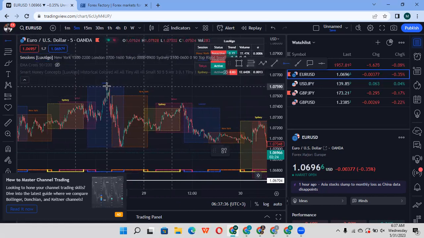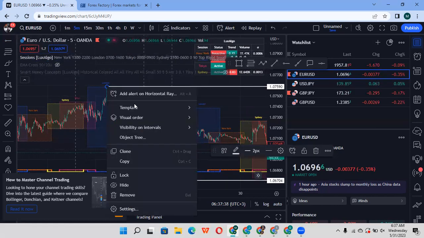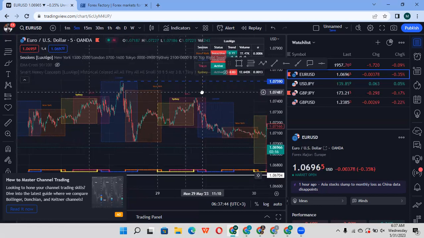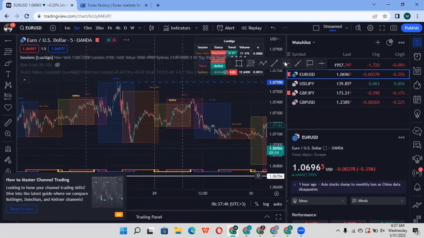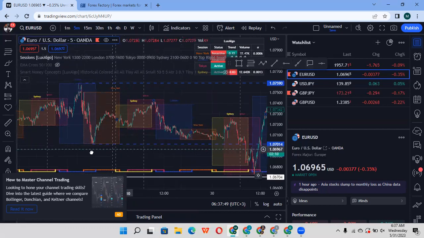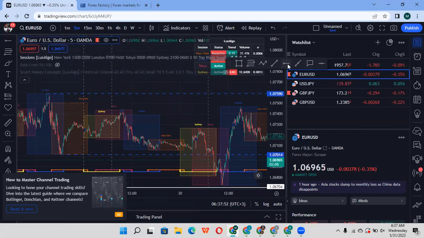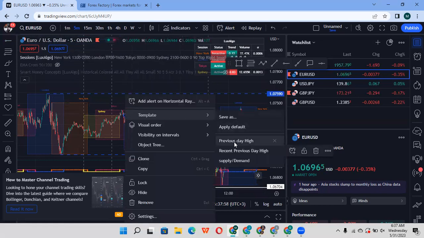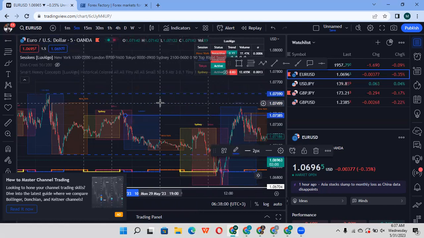So as you can see, I've first done my top-down analysis. So here is my previous day high. This was the highest point where it got during London, and this was the lowest point where it got during New York. And then I'll come here again. This was the highest point it got during London. I'll mark this as the recent previous day high.